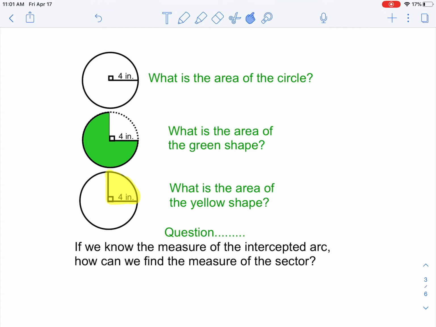So what is the area of the circle? What is the area of the green shape? What is the area of the yellow shape? If we know the measure of the intercepted arc, how can we find the measure of the sector?